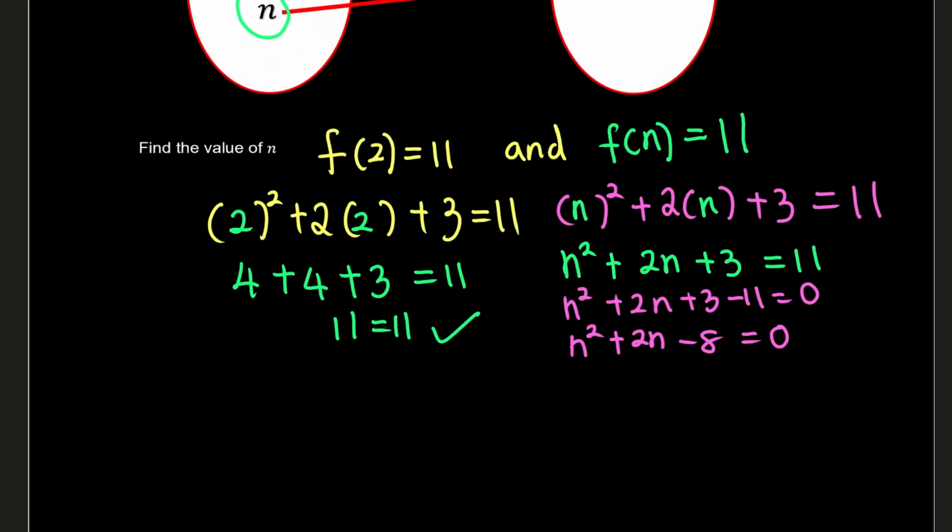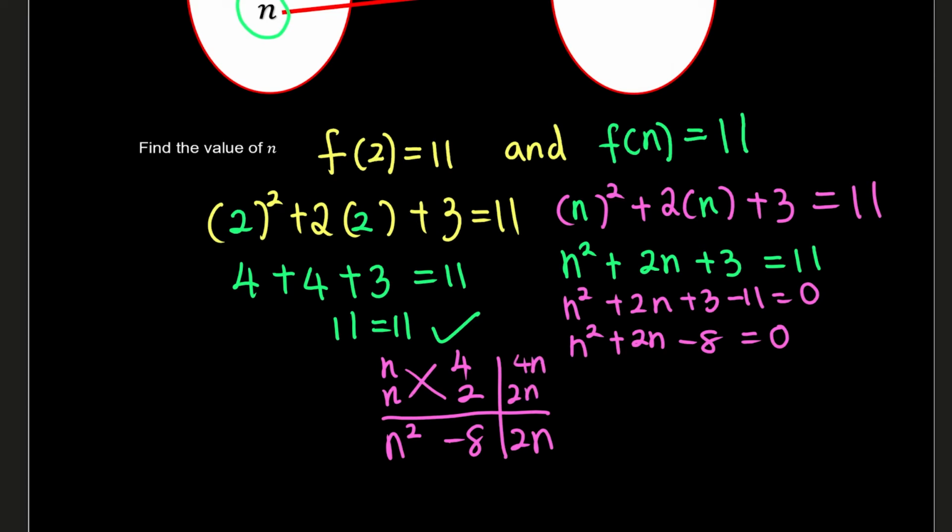So how do we solve this one? We can just use the cross method. n squared, 2n, because both n cannot be together or else they will fight each other. So n times n we get n squared. 4 times 2 we can have 8. And if we cross multiply, we have 2n and 4n. But how do we get the middle term 2n? 4n minus 2n. If this is a minus, this is supposed to be a plus. So this is also a minus, this is also a plus. So the answer is going to be n plus 4, n minus 2 equals 0.